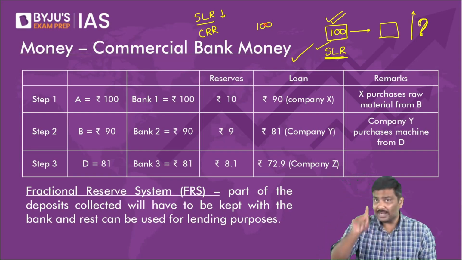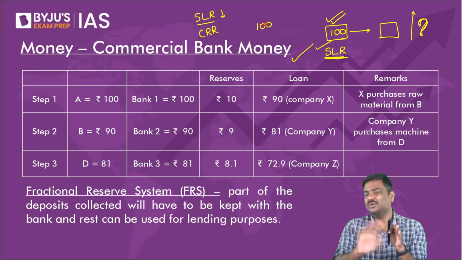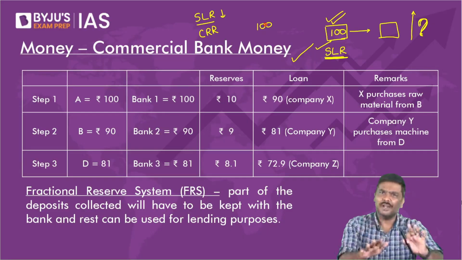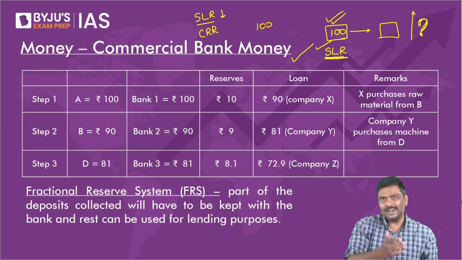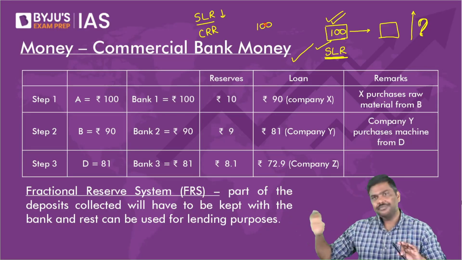You have kept 100 rupee in a book. Now you will take that 100 rupee and understand what I'm saying here. The 100 rupee that you have kept in the book, you are not using it for expenditure. You have simply kept it as storage. You will take that 100 rupee and put it in the bank.